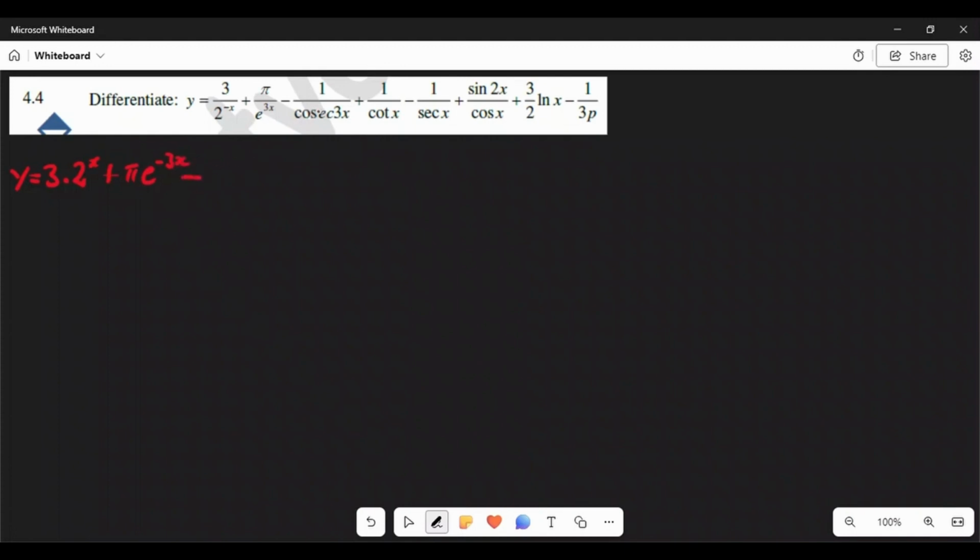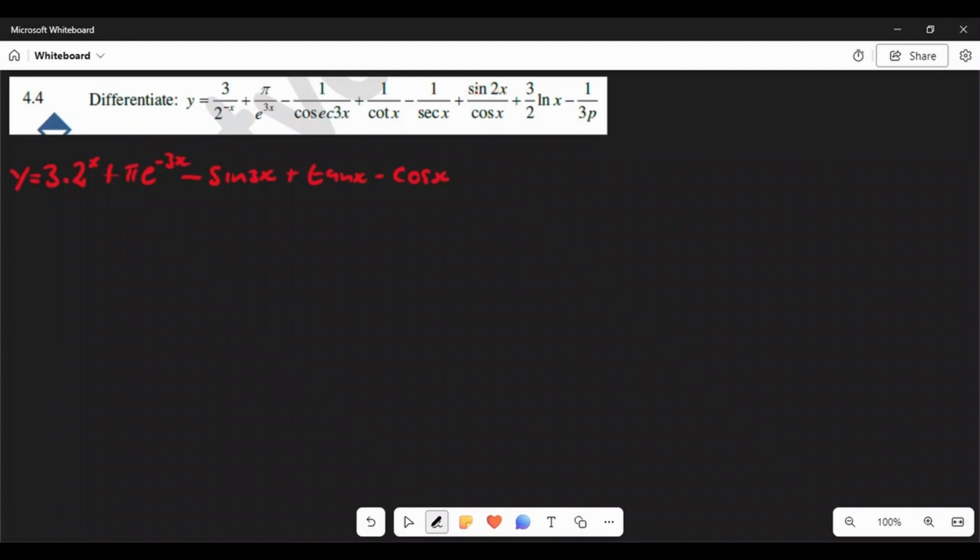And then when you come to the third term, we have 1 over cosec. This is an inverse of sine. So you write sine 3x. Same thing on the next one here. We have 1 over cot, which is an inverse of tan x. Right, what about the other one? It's also an inverse. 1 over sec, it's an inverse of cos x. Right, but this one here, we need to deal with sine 2x.